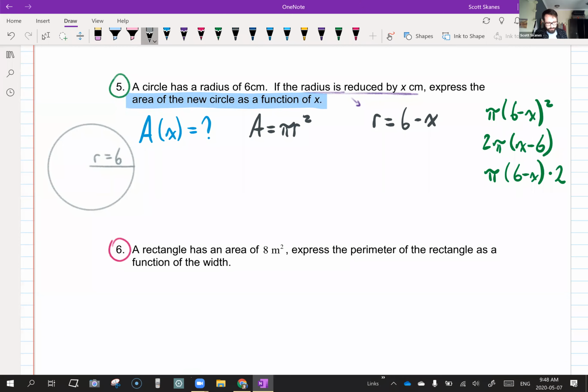That'll be our first step. I'm going to just take r as it is, put it in for r in the second equation. So that'll be one step. A as a function of x is pi times 6 minus x, squared.